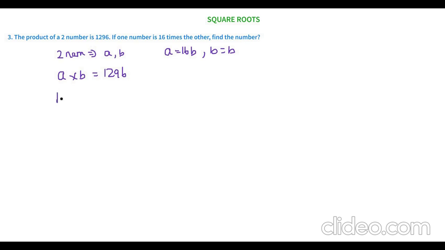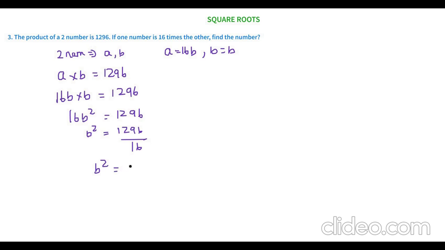So A is 16B times B equals 1296. Now 16B times B is 16B square, which is equal to 1296. B square equals 1296 divided by 16. So B square will be equal to 81. So since B square is equal to 81, B equals square root of 81. And 81 is a square number, so we can directly write the value of B is 9.